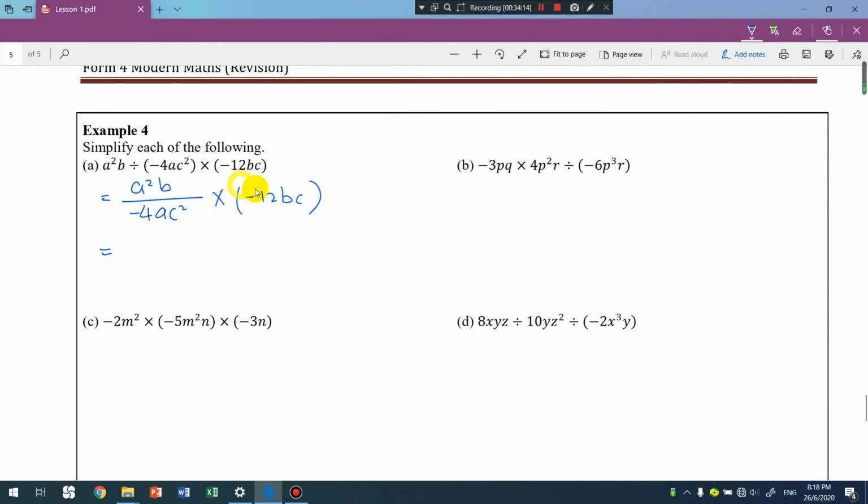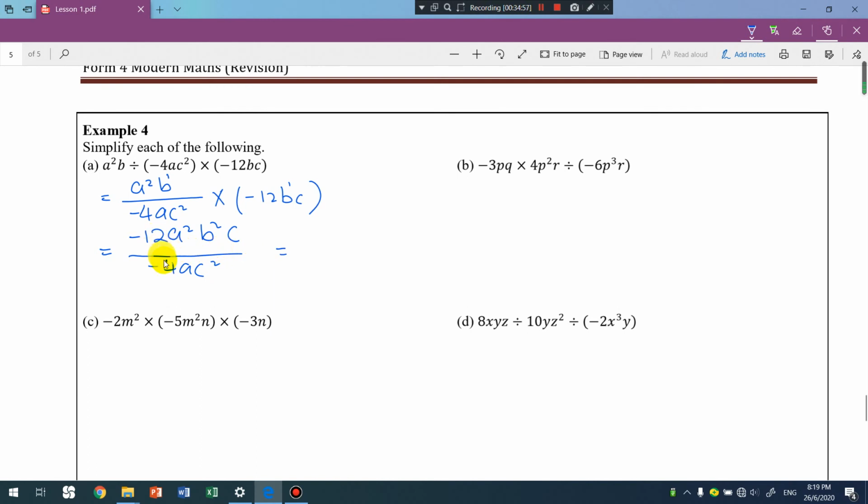I combine these two together first, these two. A square and negative 12, minus, nothing here means 1, so you will get negative 12. Okay, a square, no a square here, no a here, so we will still have a square. So we have b power 1, and this is also b power 1. b times b will give you b square, and we have another c. Okay, so we get negative 12 a square b square c. Now we go to the bottom, the denominator, we just copy negative 4ac square. Okay, now we can simplify them easily.